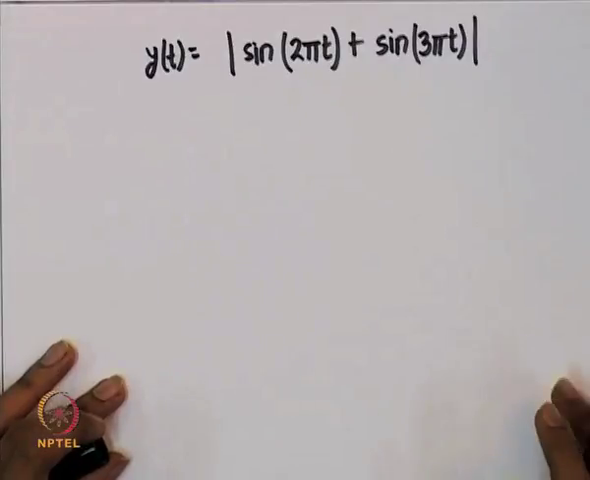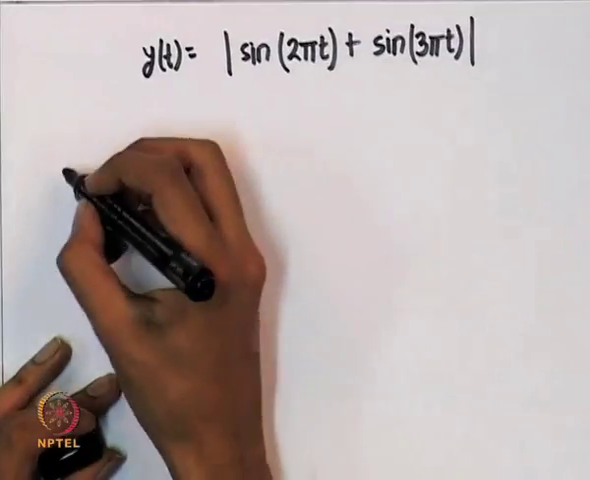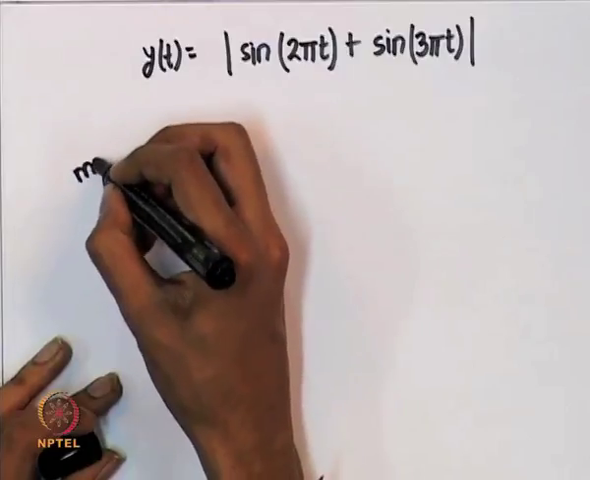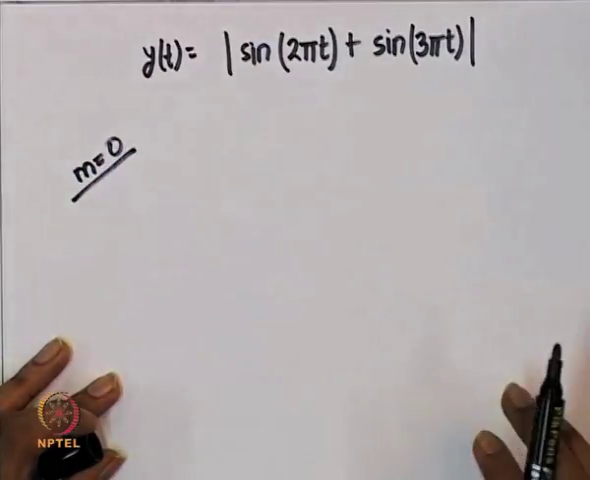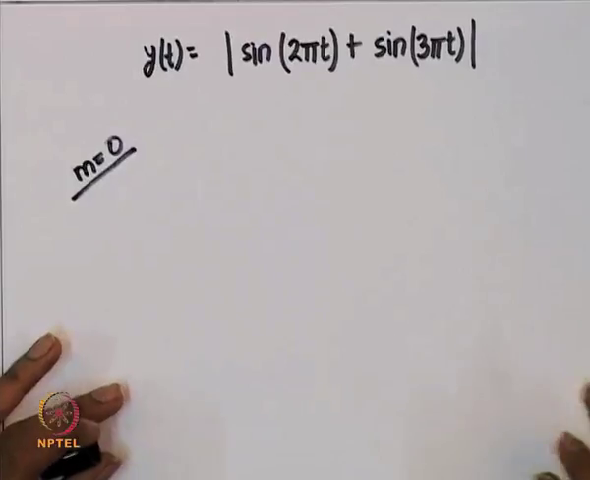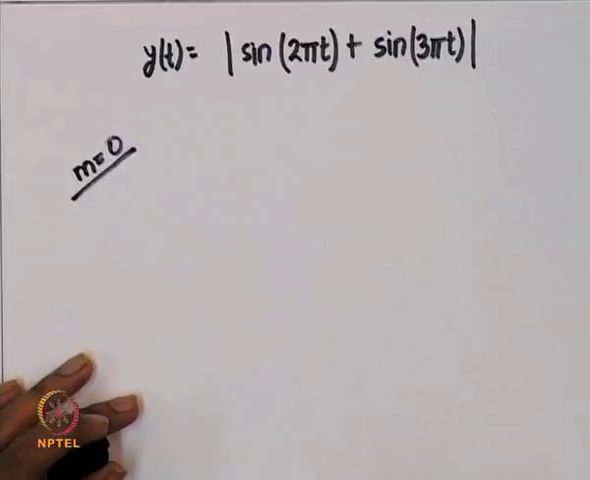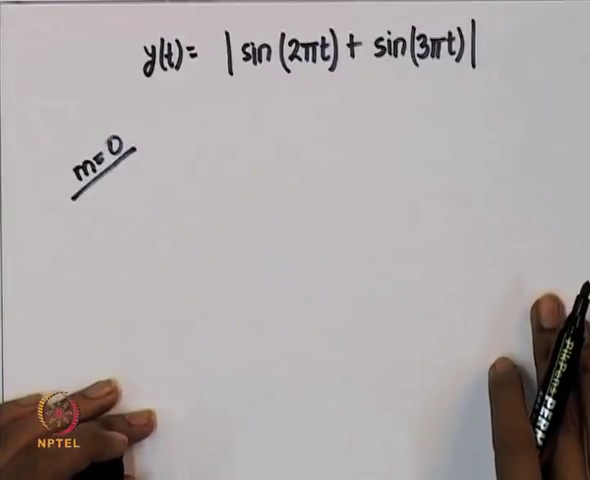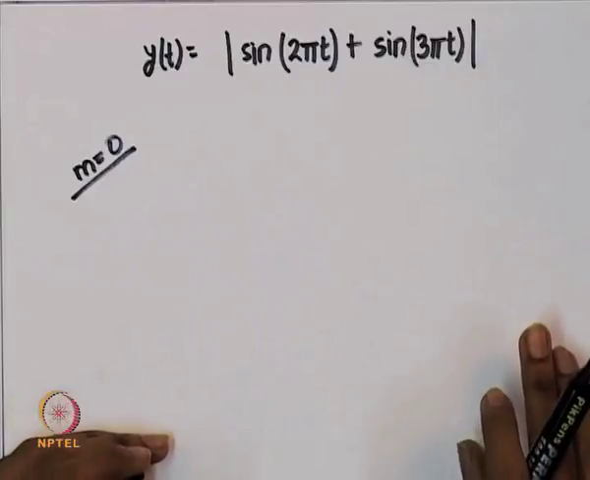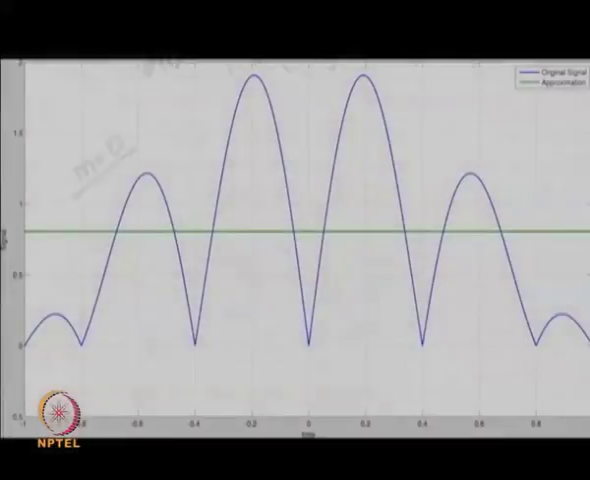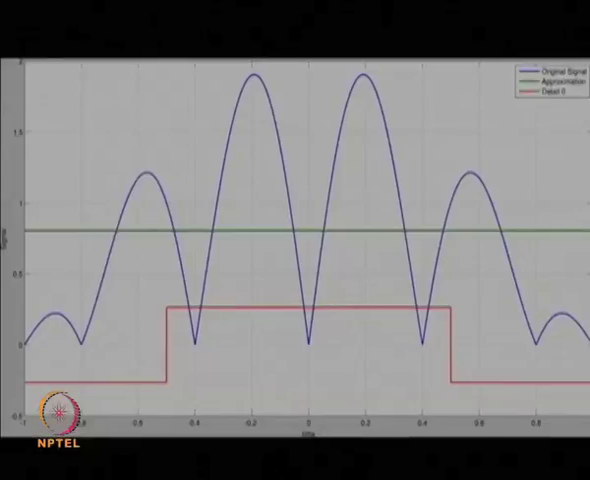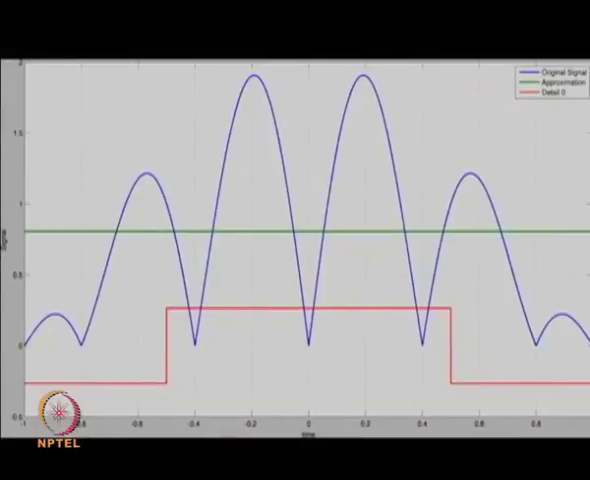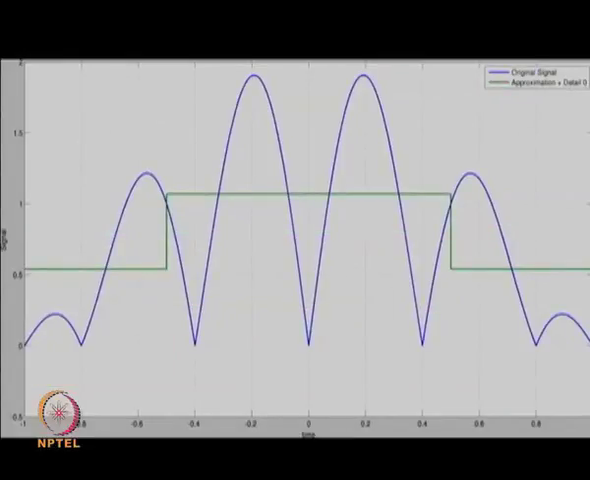Now we can get the approximation to this function for an interval of size 1, that is for m equal to 0. The approximation has been shown in green. Note that the function looks very similar on both sides of 0 because the original function is symmetric about 0. Now we add the detail function, that is the projection of the original signal onto the W0 subspace, shown in red. When we add the approximation and the detail function, we get a better approximation to the original signal, which looks like this.